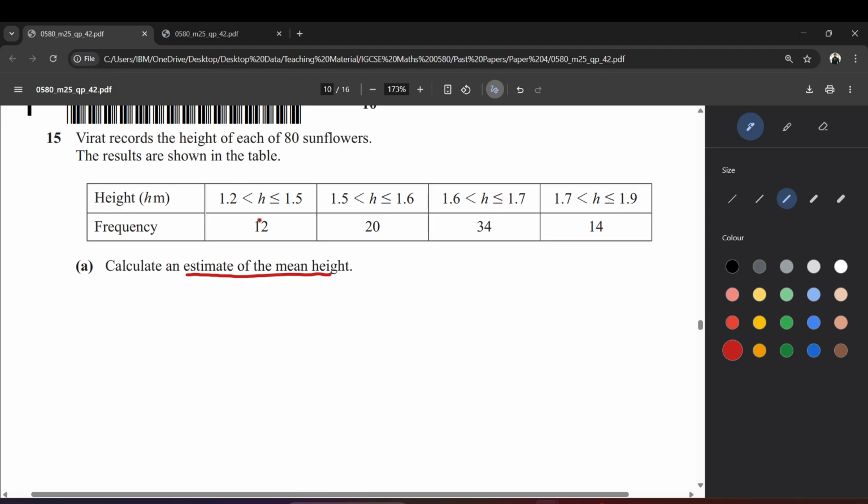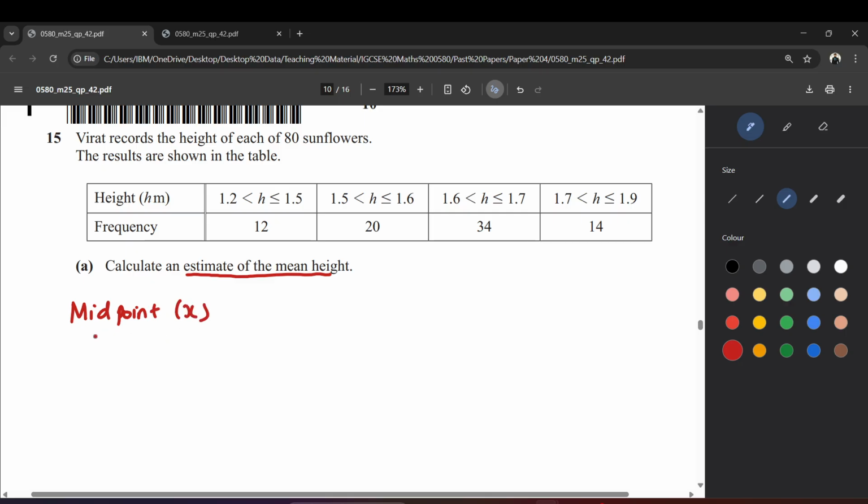So let's say the frequency is 12. So 12 sunflowers had height between 1.2 and 1.5 meters, but you don't know what the exact values are. So what you can do is find the midpoint of the given interval, and from that you can take an average value in our calculations. So the first part is that I'm going to make a column of midpoint.